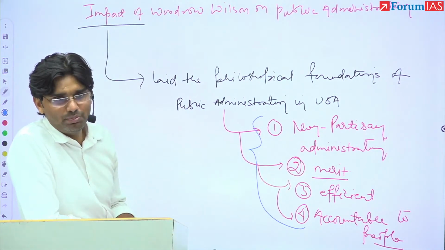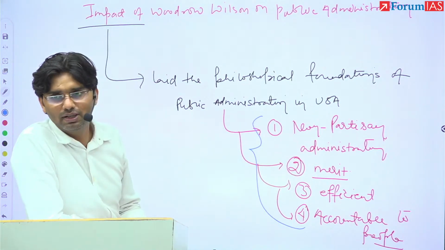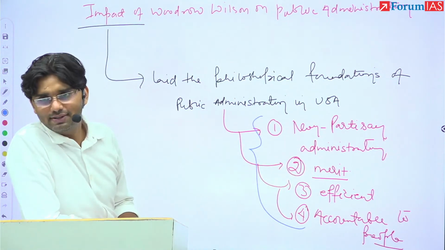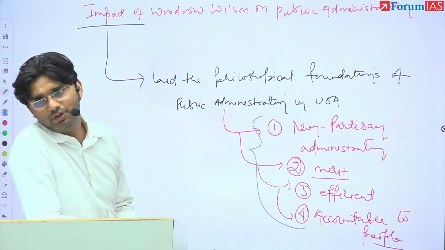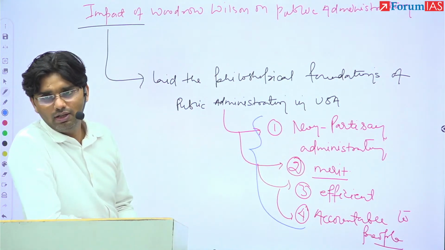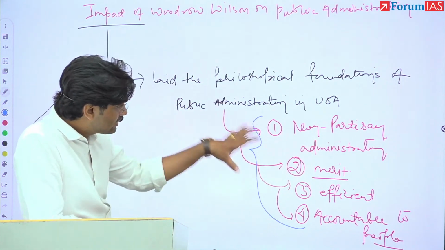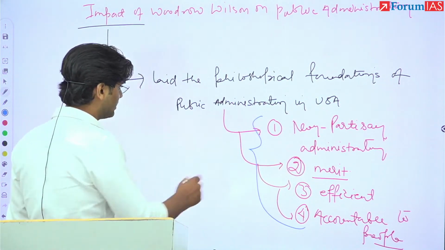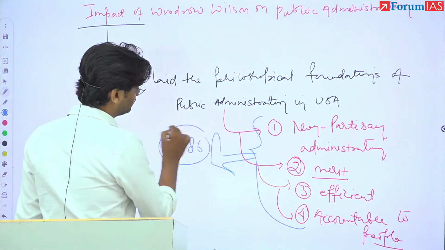You want that people should be selected on merit rather than by political appointment. You also want them to work efficiently. And obviously you also want accountability. This in itself is a revolutionary idea which Woodrow Wilson is writing in 1886.